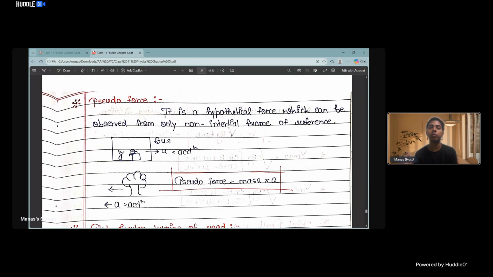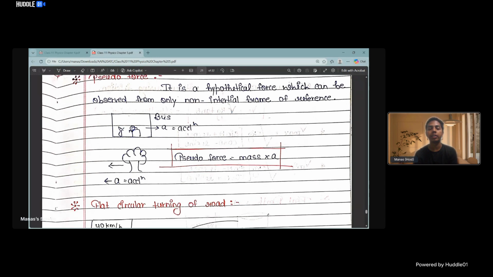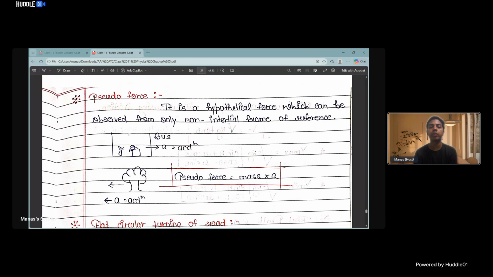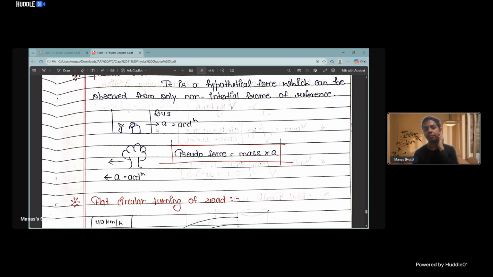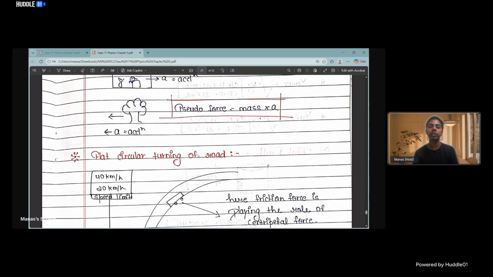So the lift is also moving, and the person inside is also moving. In this case, if we apply Newton's law, it will be invalid. For these cases, we have taken one force, that is pseudo force. It is a hypothetical force which can be observed only from a non-inertial frame of reference. Pseudo force equals mass into acceleration, F equal to m a.